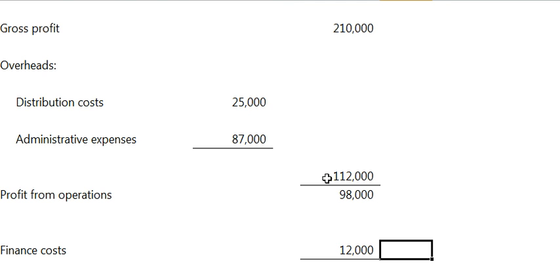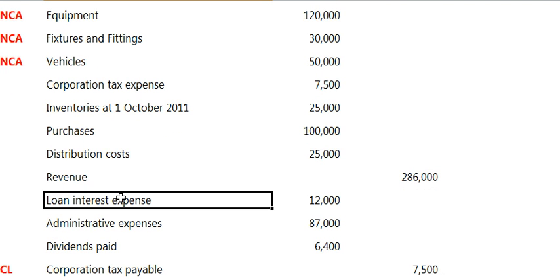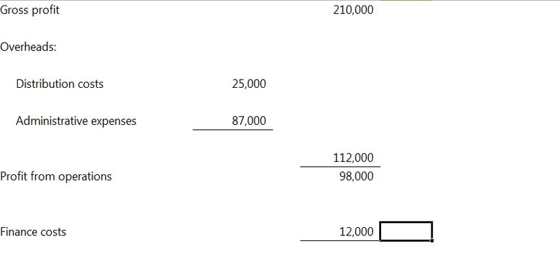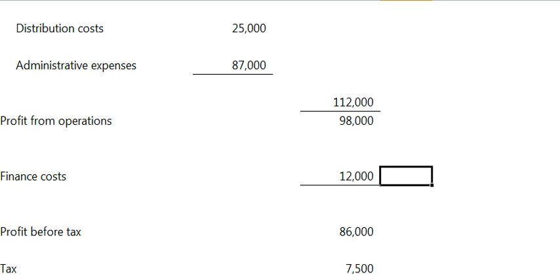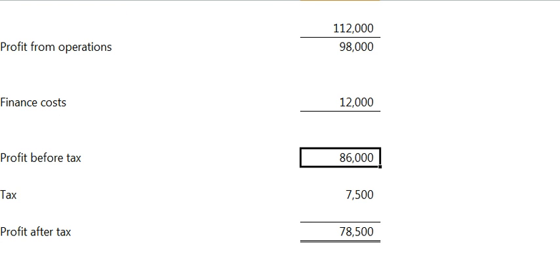Finance costs is next. You'll see that on the income statements. If I go back, it's always the loan interest expense, as you can see it there. Okay, get that figure and just put it in there. You need to remember that if you've got to pay interest, it's definitely going to reduce your profits. So you can see there's a line there. We need to take the 12,000 away from the 98, and we're left with 86, which is the profit before tax.